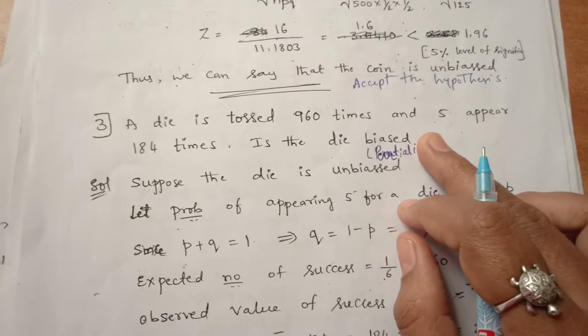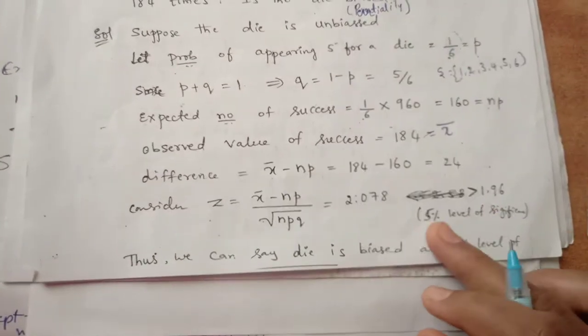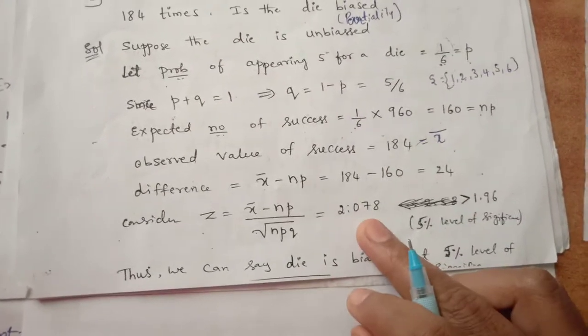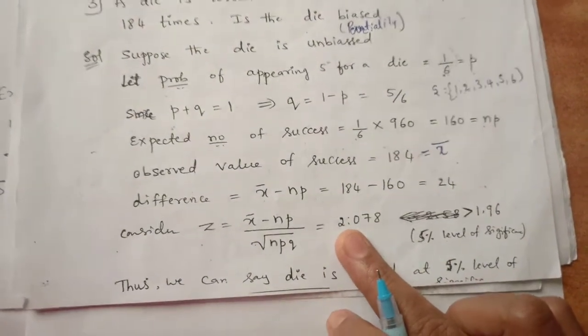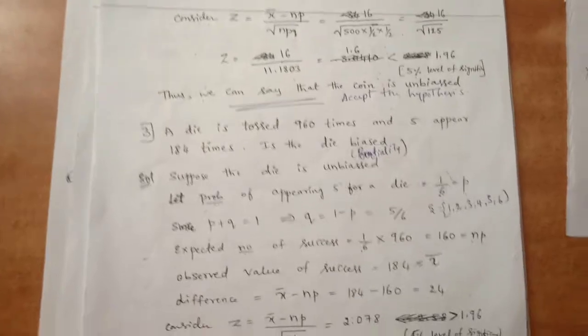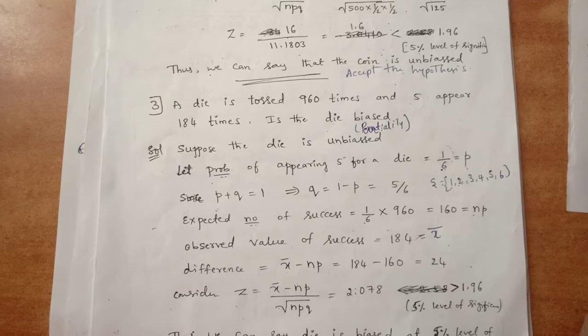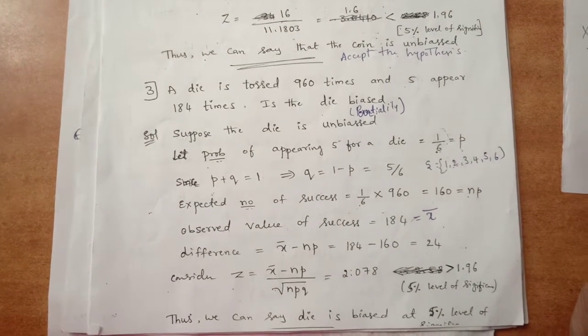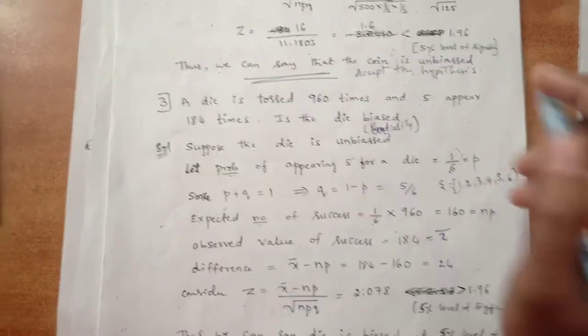2.0978. Now here they have not mentioned at which level of significance we have to test. So by default we consider 5% level of significance here. Whatever value we got here, 2.07, that is greater than 1.96. Therefore we reject the hypothesis. We reject the hypothesis that the die is unbiased, so the die is biased.